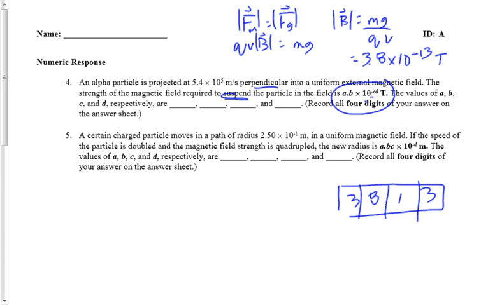And finally, number 5. It says a certain charged particle moves in a path of radius 2.5 times 10 to the negative 1 meters in a magnetic field. The speed of the particle is doubled. The magnetic field strength is quadrupled. Hey, it's a variable value changing question again, right? We've seen these questions a lot.